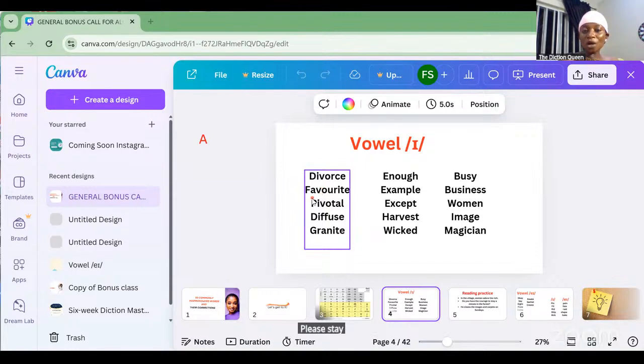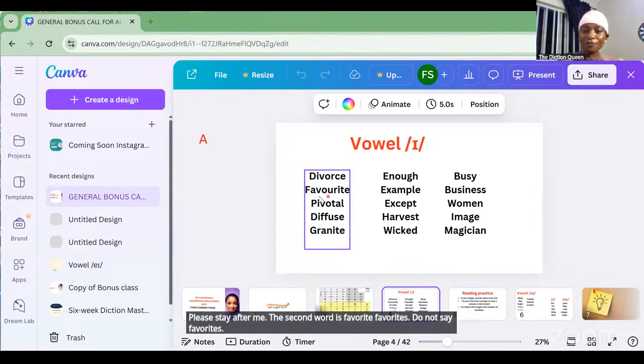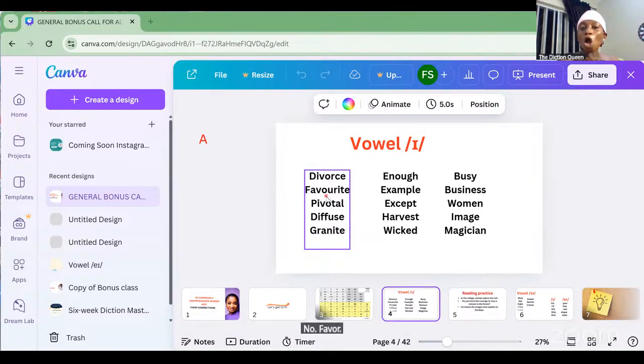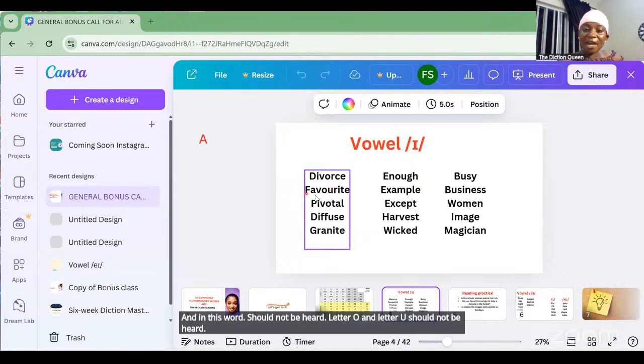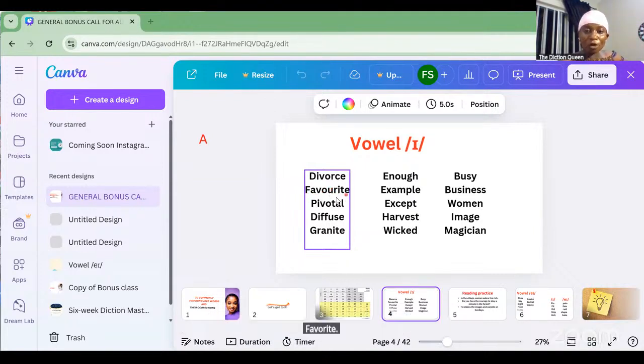The second word is favorite. Do not say favorite. No. Favorite. The O and the U in this word should not be heard. Letter O and letter U should not be heard. Favorite, not favorite. So the word has 2 syllables.